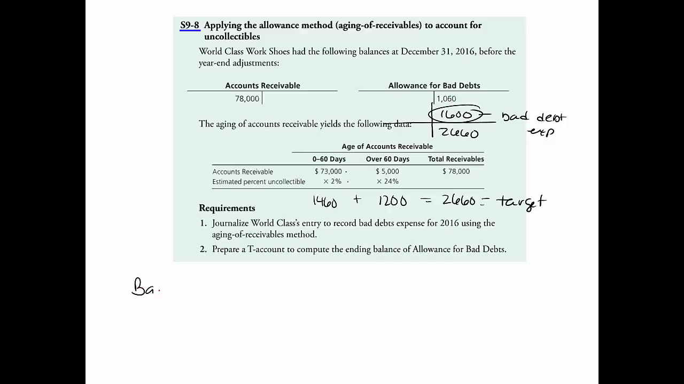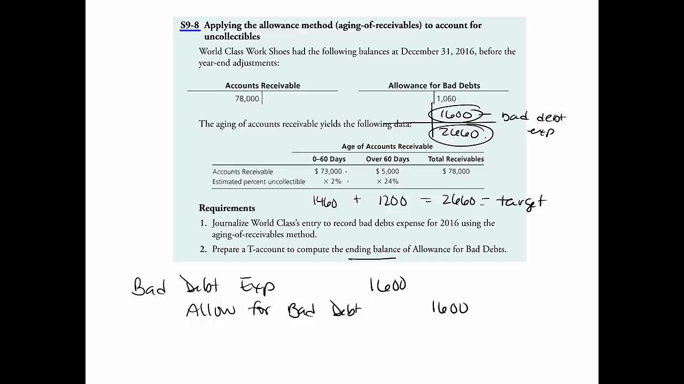So my debit to bad debt expense is 1,600, and that will bring me up to this one. And I credit allowance for bad debt 1,600, and it says prepare a T account. Well, that's what we did in order to get that number, because I think that's the easiest way to do it. And my ending balance is 2,660. The ending balance is the 2,660, which is what I came up with here as my target.